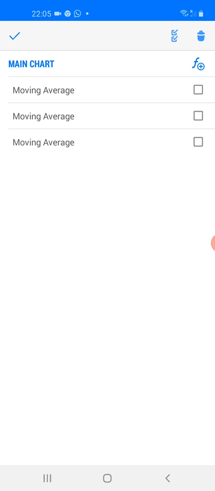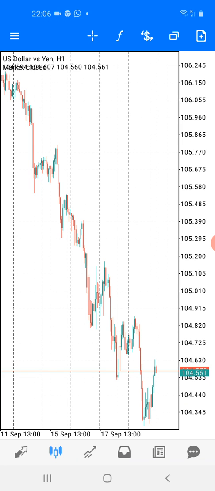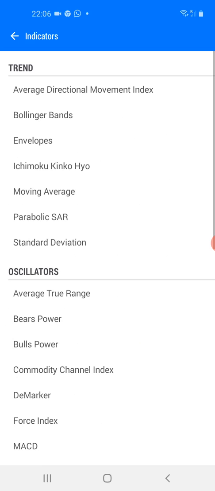Here I would delete all of them and reset them before analyzing the platform, so it's easy for you to understand. Let's delete, so you can see how the chart is looking. So now let's add it again.